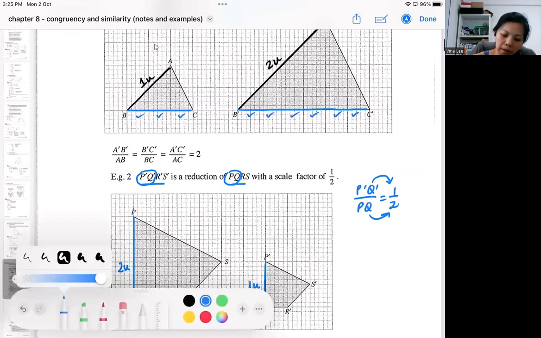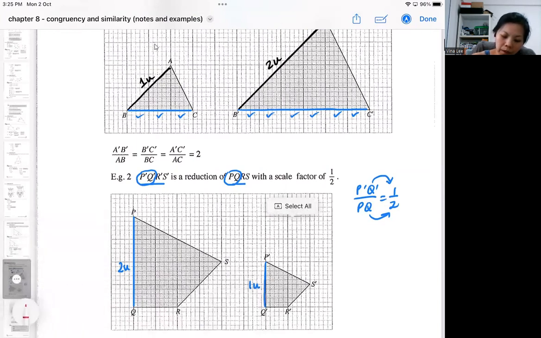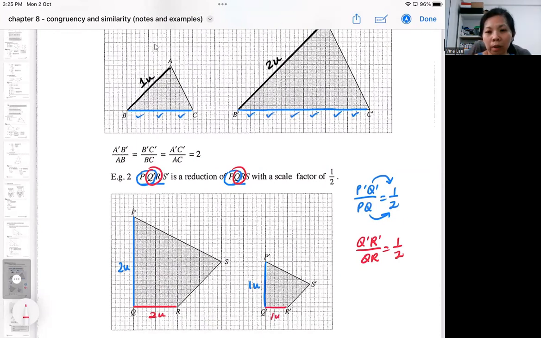Even the subsequent side, for example, QR and Q prime R prime: if you compare Q prime R prime over QR, it will also be 1:2. This one is 2 squares, and this one is 1 square. So when our scale factor is a fraction, we know that there is a reduction. That means we got a figure that's smaller than the original one.